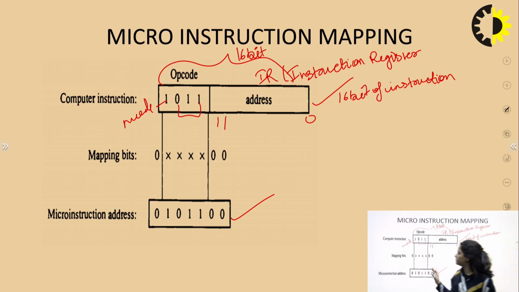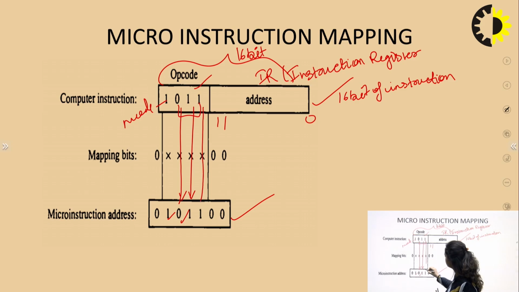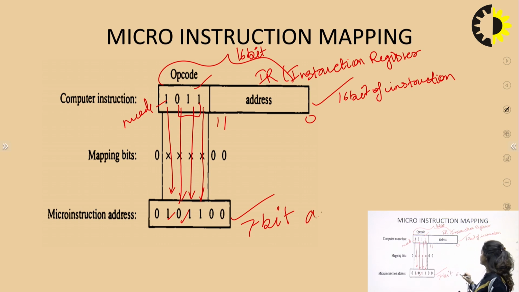So we will be focusing on these opcode bits. We have 3 bits of opcode and 1 mode bit. So how do we convert them? We will directly copy them as they are, like this 1 here, this 0 copied as it is over here, this 1 as it is over here, and then again 1 and this one. So we have to construct a 7-bit address over here.